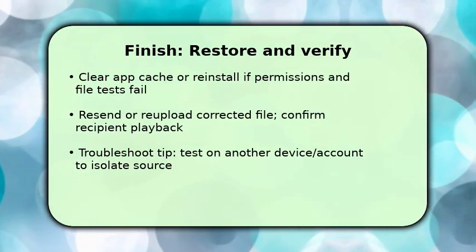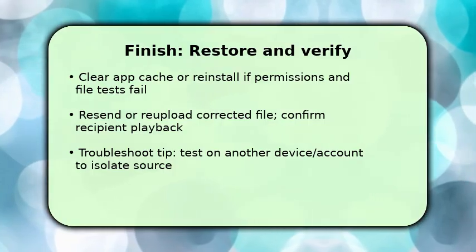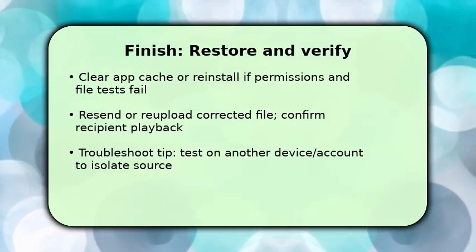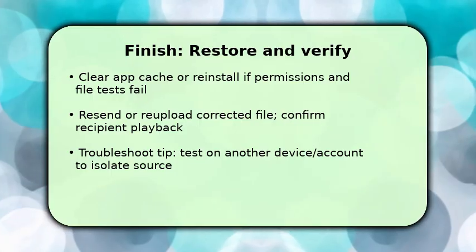If problems persist, test the file and playback on another device or account. This single troubleshooting step tells you whether the issue is local, account level, or the message itself.